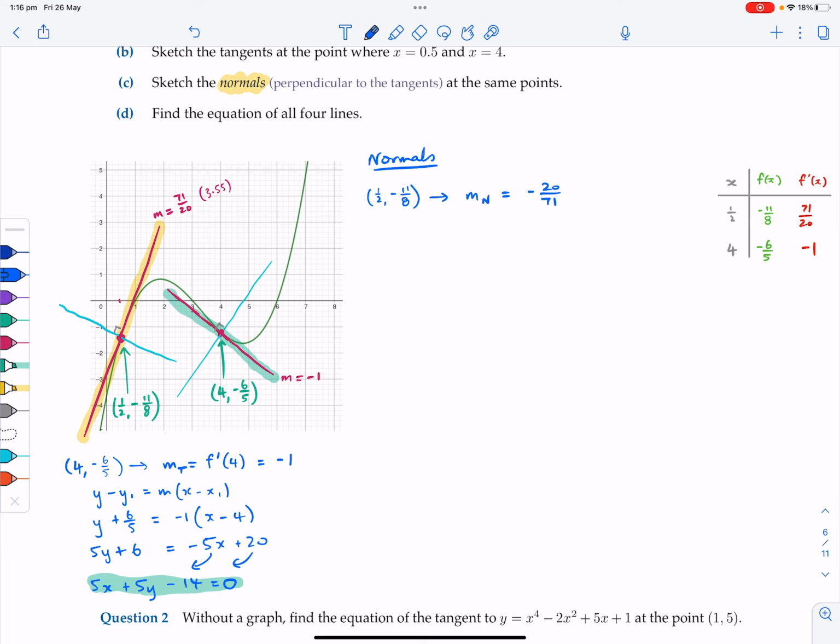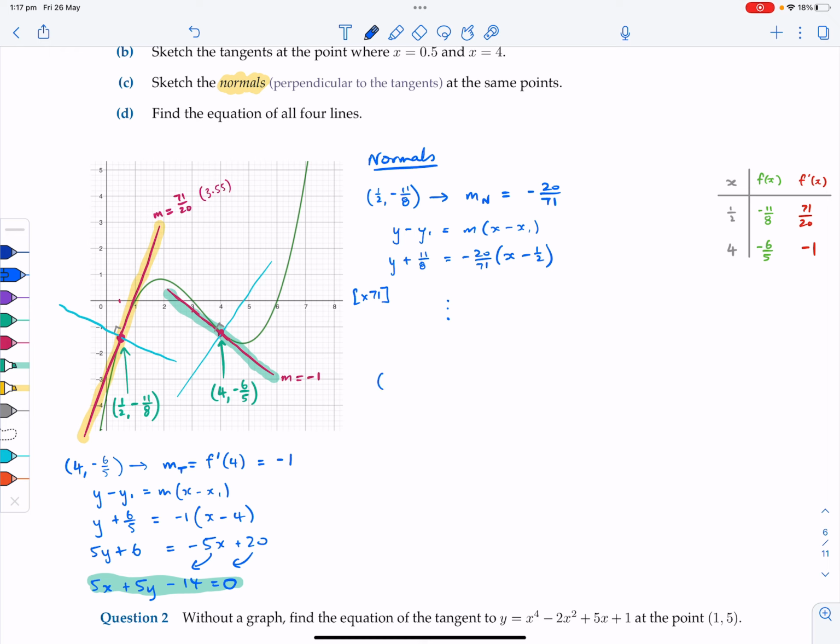Okay? And so now I've got the point and I've got the gradient, and all I've got to do is y minus y1 is m, x minus x1. So I get y plus 11 over 8 is negative 20 over 71, x minus a half. And then we can multiply by 71, and then we can multiply by 8 and so on. Okay? I'm not going to do any more of that. It's the process that's important, not the answer.